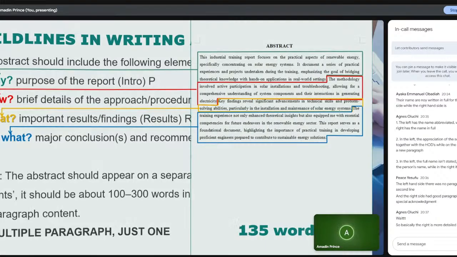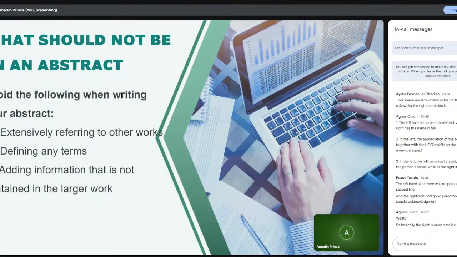I'll move on to the next one, which is what should not be in an abstract. Avoid writing the following in an abstract. Number one, extensively referring to other work. Do not refer to other work always. Just focus on your work, focus on what you are doing. Even if you took things from other sources, do that in the acknowledgement section. An abstract is basically to summarize your work, not someone else's work. So avoid extensively referring to other work.